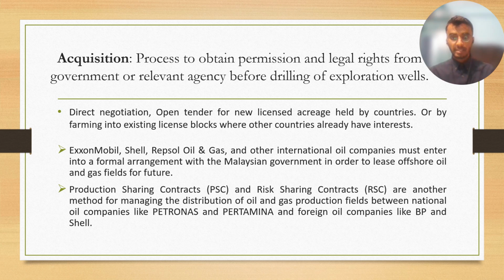Production sharing contracts and risk sharing contracts are another method for managing the distribution of oil and gas production between national oil companies like Petronas and Pertamina and foreign oil companies like BP and Shell.